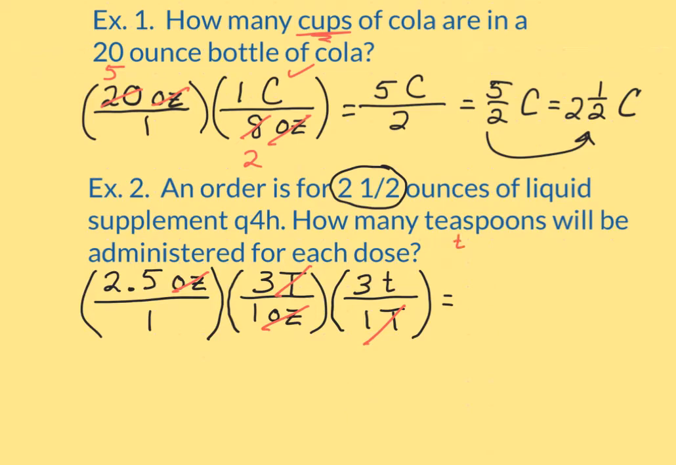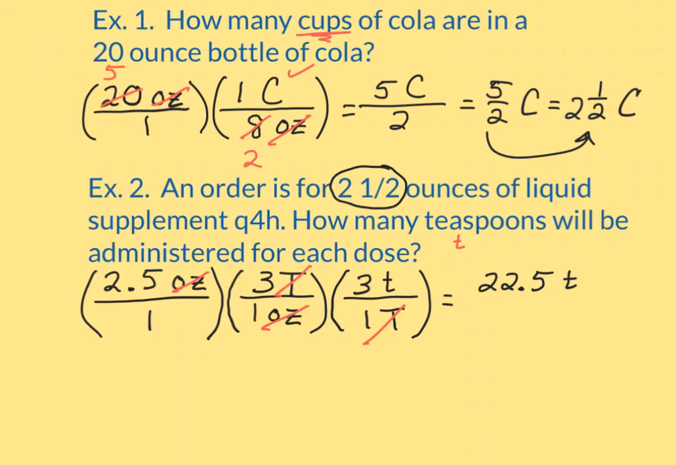Now we can multiply straight across. Looking across the bottom real quick, it's all ones. So there will be nothing on the bottom. Well, it's not nothing. It would be 1, but we don't have to write the 1 on the bottom. 2.5 times 2 times 3, 6 times 2.5, that will be 15 teaspoons.